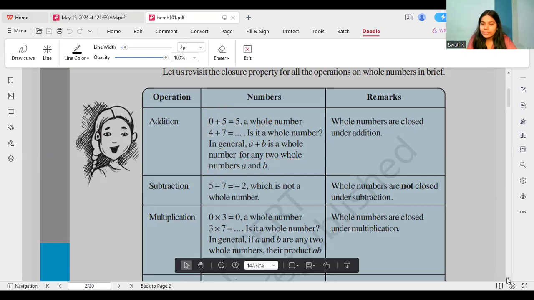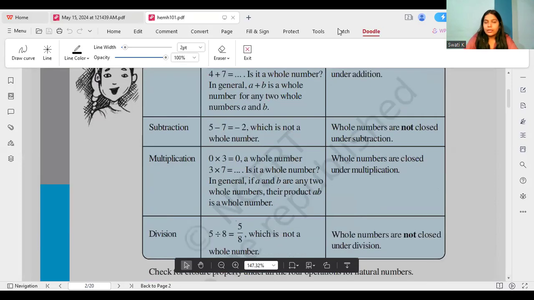Now let's check for subtraction. As you can notice here, if I take a whole number, let's say 5, and I take another whole number, let's say 7, and if I subtract them, the answer is not a whole number.